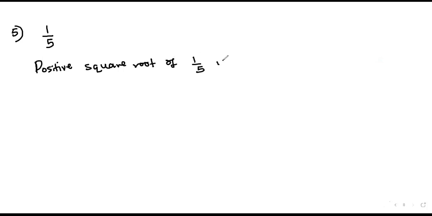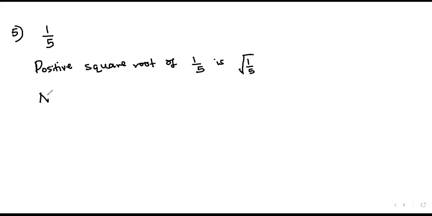For number 5, we have 1 out of 5. So the negative square root of 1 out of 5, and now let's begin with the positive square root. The positive square root of 1 out of 5 is the square root of 1 out of 5. Remember, this symbol means square root.